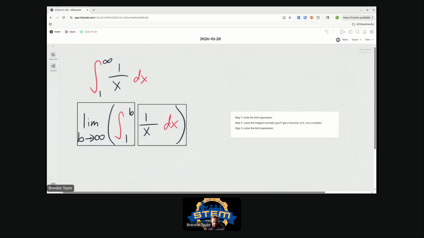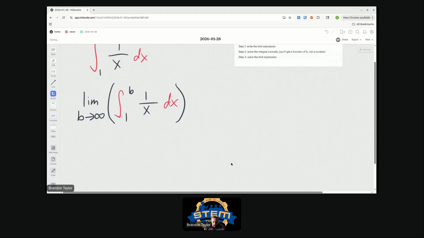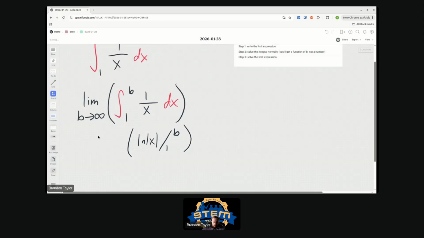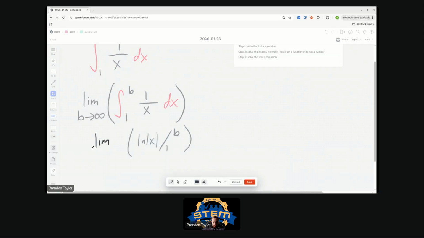We've already done step one. This is always step one, what we've done below. Now let's actually solve the integral. So think about it: how do we solve this integral? The antiderivative is natural log of x. We evaluate it between 1 and b. And again, I'm just going to hold the limit expression on the outside.